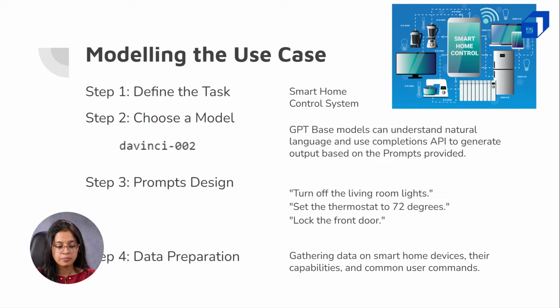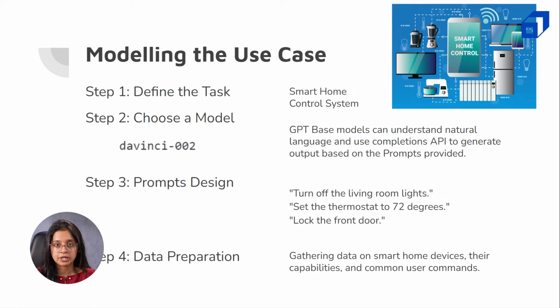Next step is prompt designing. Prompt designing involves designing prompts that effectively communicate the user's intent to the model. We craft prompts that include information about the action that the user wants to undertake. For instance, a user can say, turn off the lights in the bedroom, or switch on the AC, or turn the thermostat to 37 degrees, or lock the front door. These are just some examples of what a user might want to undertake in their smart home system.